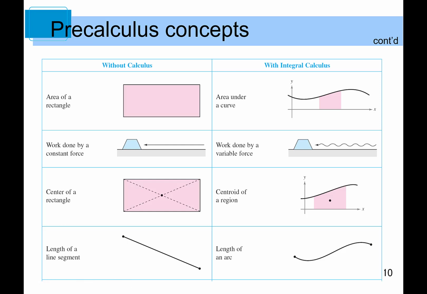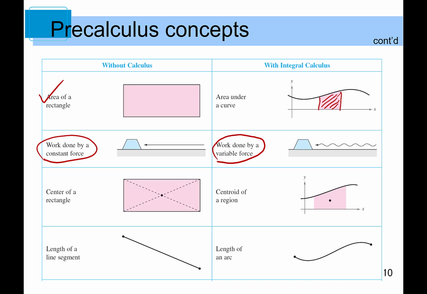Without calculus, you can only calculate the area of a rectangle. With calculus, you will be able to find the area under a curve, this particular area with a curve. Right? Without calculus, you can find the work done by a constant force. However, with the help of calculus, you'll be able to find work done by a variable force, which is a lot more complicated.